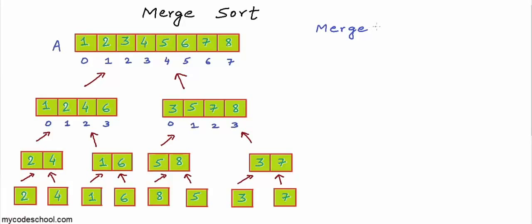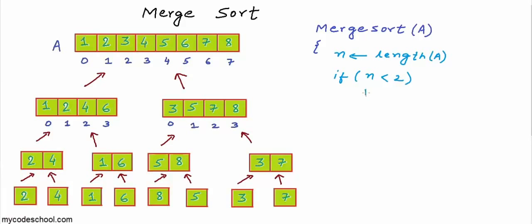I will write a function named merge sort that will take an array A as argument. In the function, first I'll take a variable n that will store the number of elements in A, and now we can partition A into 2 halves. We need to partition A only if n is greater than 1. If n is less than 2, then we have only one element in the array, so the array is already sorted. We can simply return.